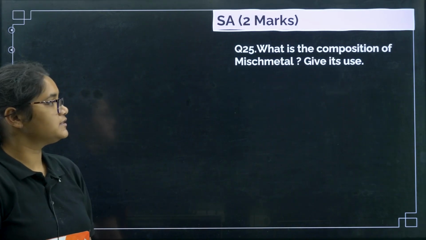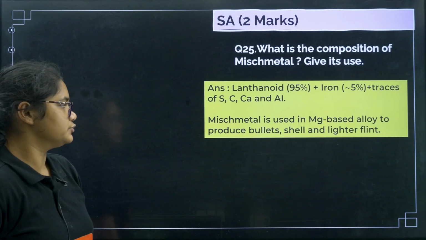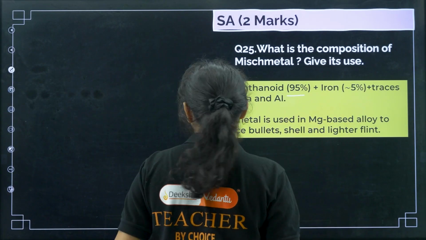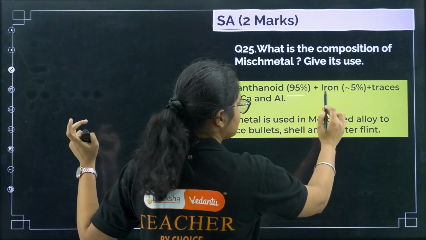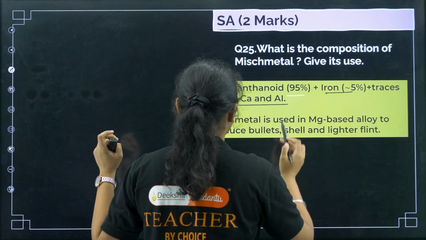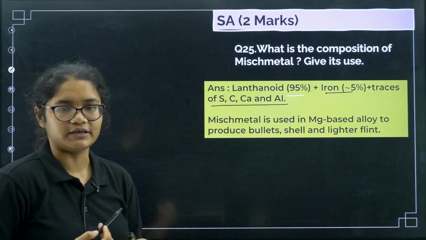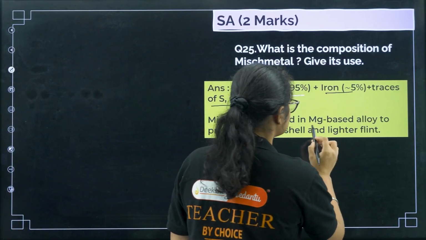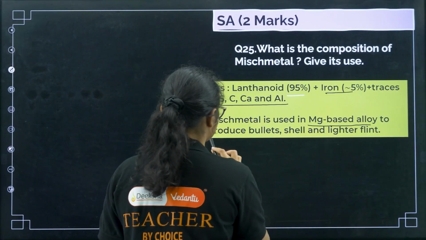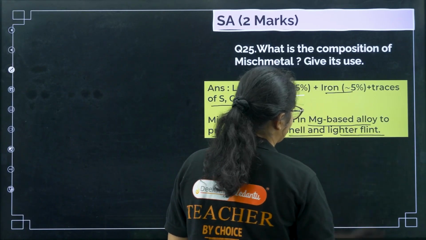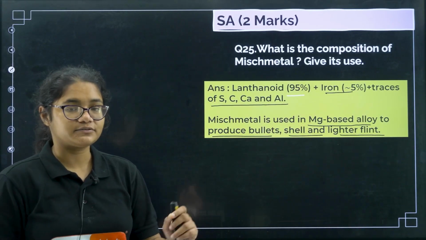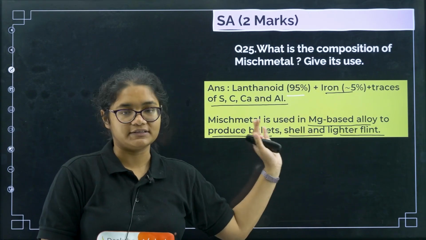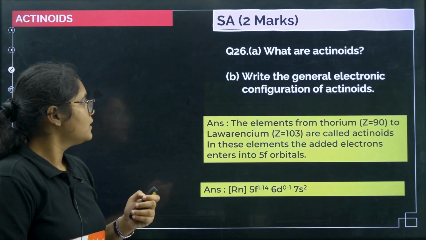Next, what is the composition of misch metal? Give its use. So misch metal is an alloy: lanthanoid 95%, iron 5%, okay, and traces of sulfur, carbon, calcium and aluminium are called misch metal. Now what is its use? It is used in Mg-based alloys to produce bullets, shell and lighter flint, okay. Uses, please remember, this time questions are asked repeatedly, so make sure that you learn these answers properly, okay.